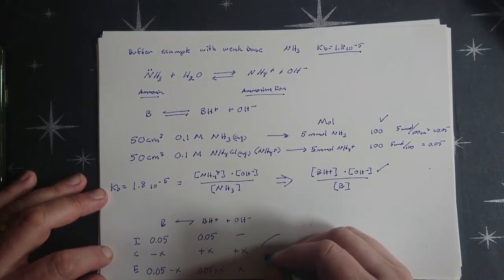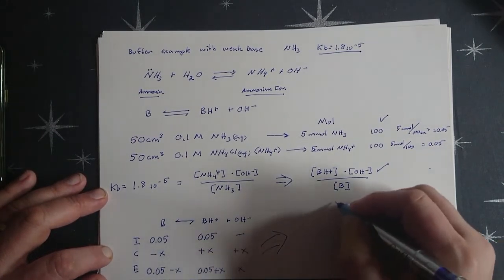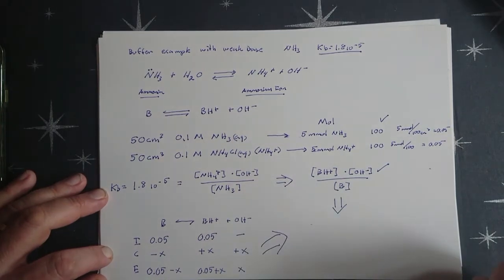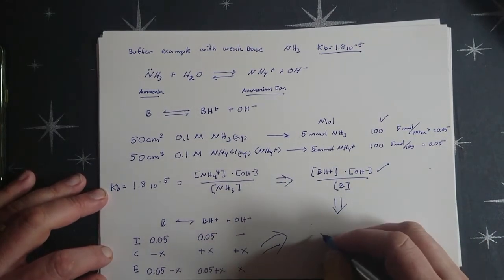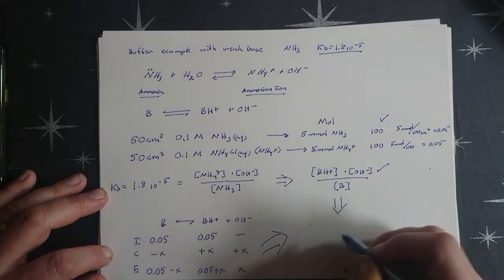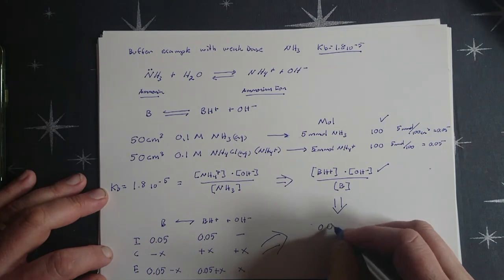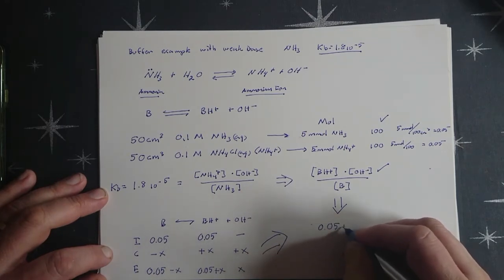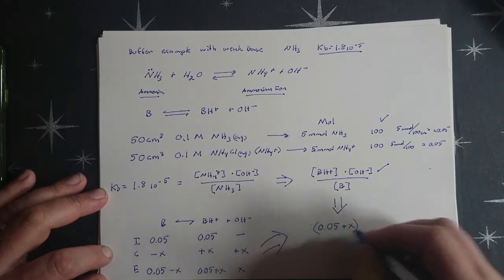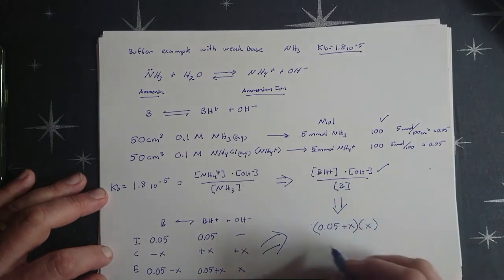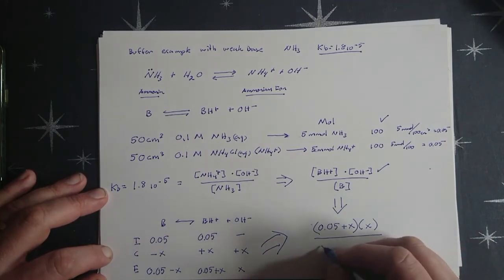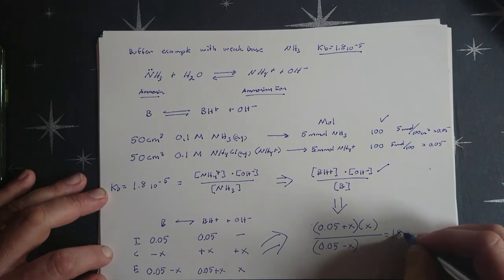We now want to put this into our equilibrium expression, this one right here. So we put it in there, and we realize that the BH plus concentration is 0.05 plus X, parentheses, times X over 0.05 minus X. And this should be equal to 1.8 times 10 to the minus 5.